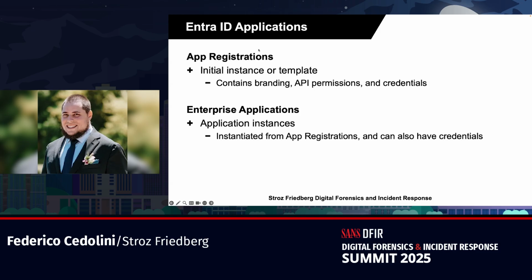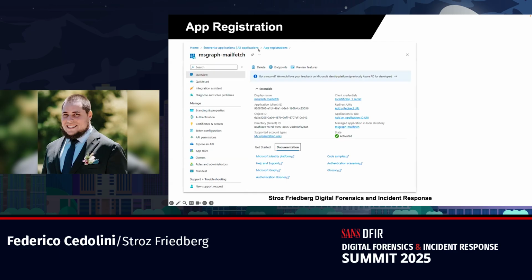So let's look at a quick example of an application. For this, we're going to be using an example of an application developed by Stroz Friedberg. You can find it on GitHub. It's the mail fetch app. That basically is a proof of concept on how applications can leverage the Microsoft Graph API to access emails, just as, for example, your backup applications may do.